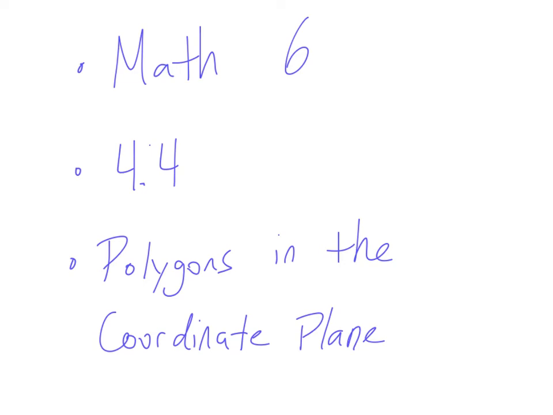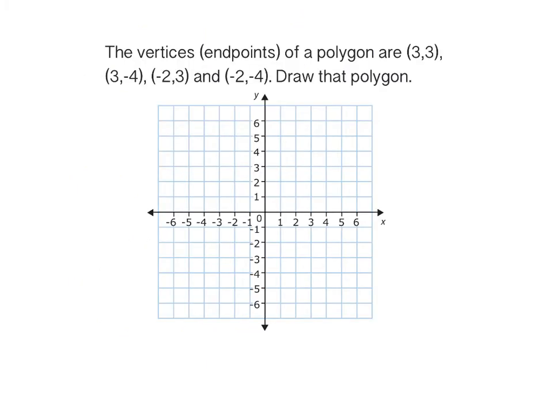Hey all, Math 6, 4.4 polygons in the coordinate plane. Alright, so the vertices or endpoints of some polygon are (3, 3), (3, -4), (-2, 3), and (-2, -4). We're going to draw that. Okay, so this is skill number 1 for the day. We've got to draw these polygons.